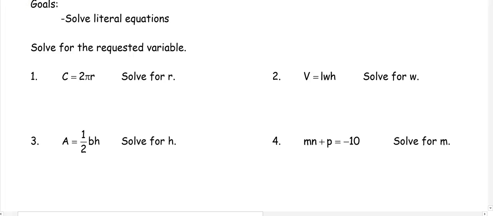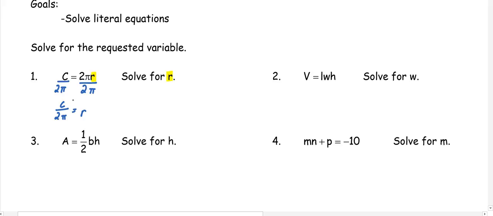This video is part 2 of solving linear equations. So in number 1 we have C equals 2 pi r and we want to solve for r, which means we want to isolate r. 2 pi r are all being multiplied together, so the opposite of multiplying is to divide by 2 pi on both sides. So C over 2 pi is equal to r.